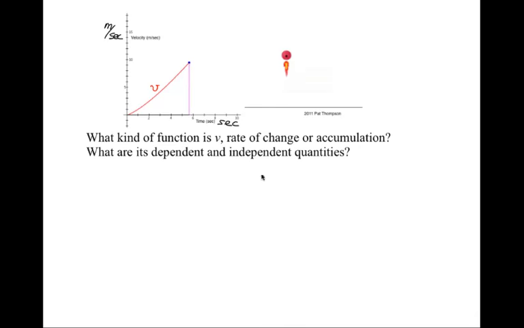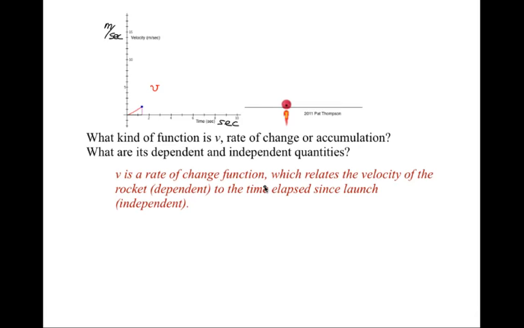Independent quantity would be time since the launch of the rocket basketball. And our dependent quantity would be velocity, or rate of change. Rate of change of what? Rate of change of speed? No, speed is a rate of change, right? Rate of change of what? The height, right? So either: distance traveled, but that's distance traveled up, so that's height. So v is a rate of change. It relates the velocity of the rocket to the time elapsed since launch.